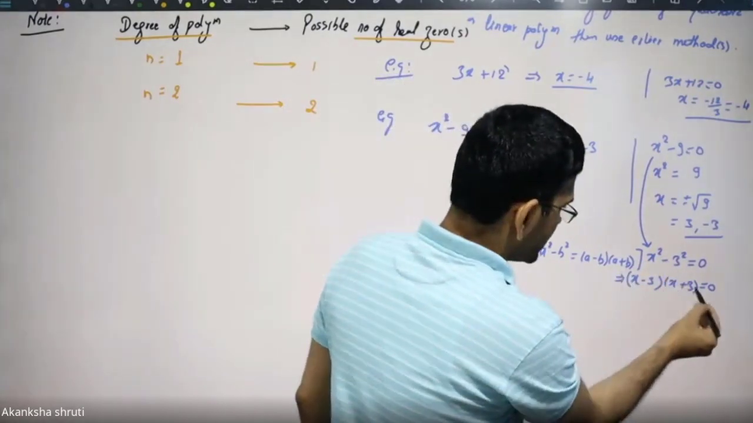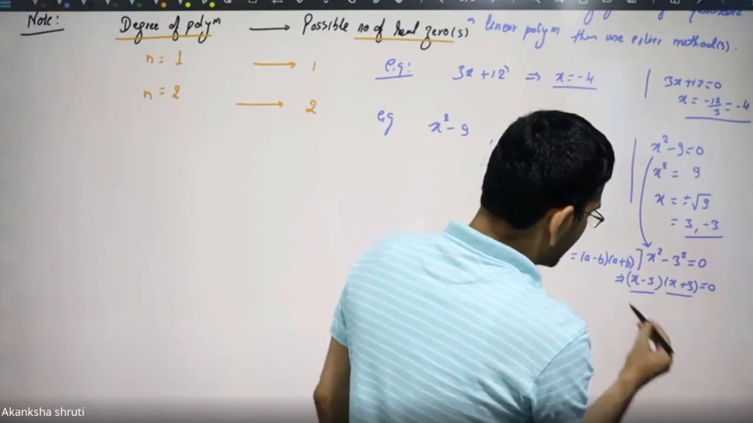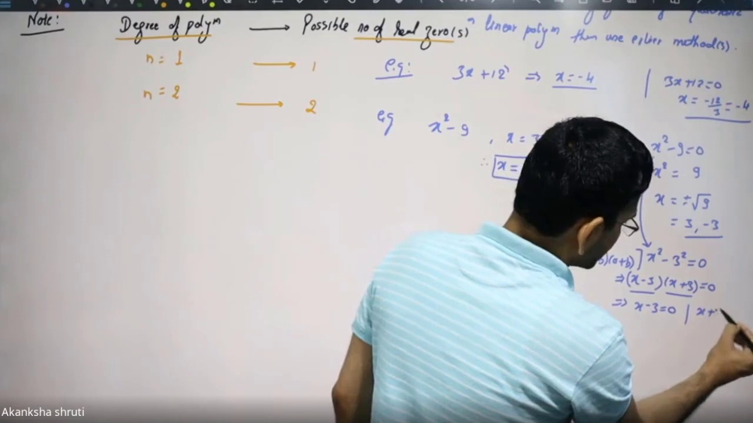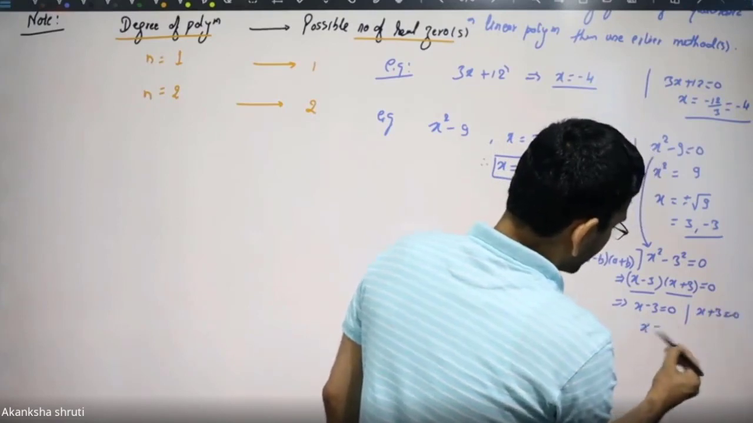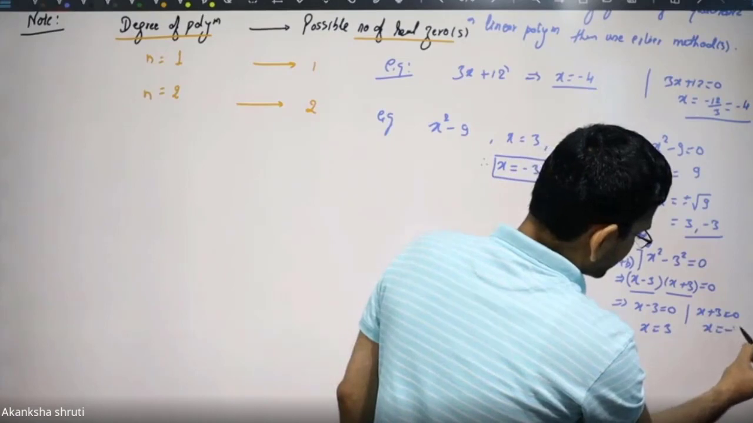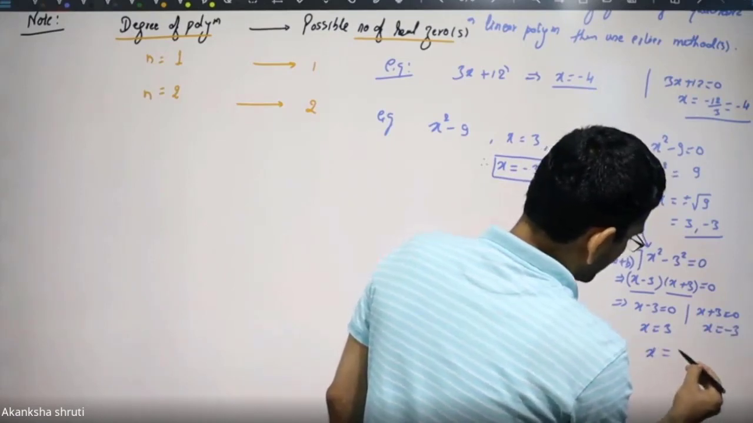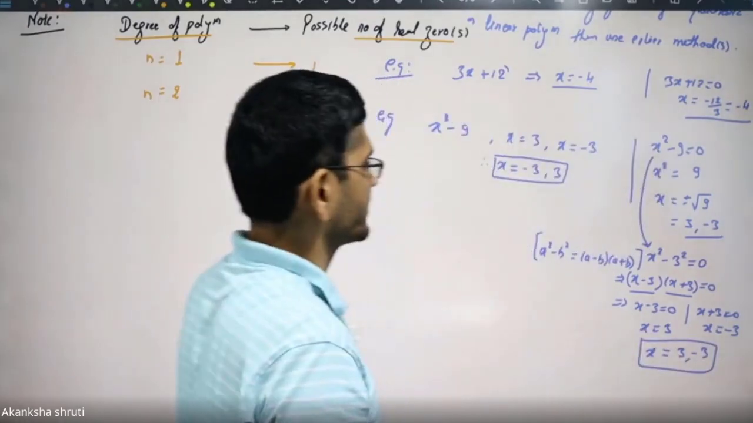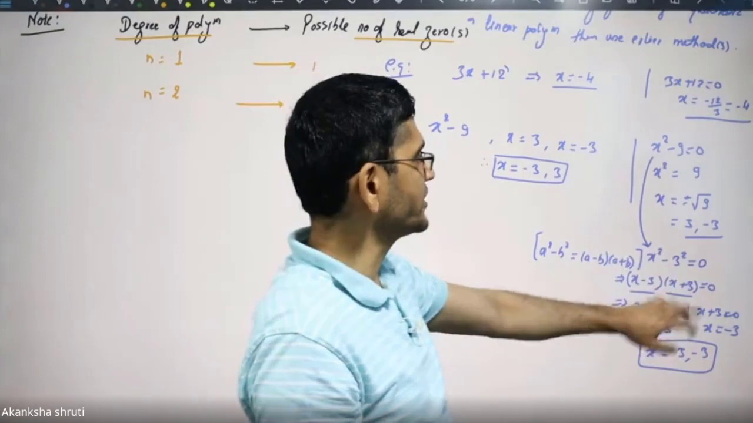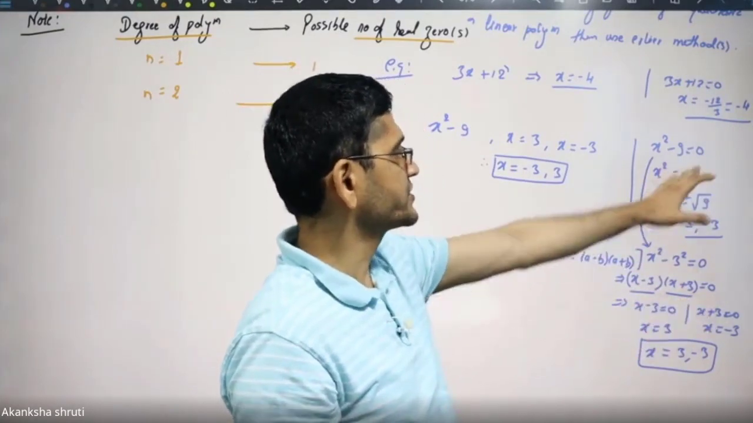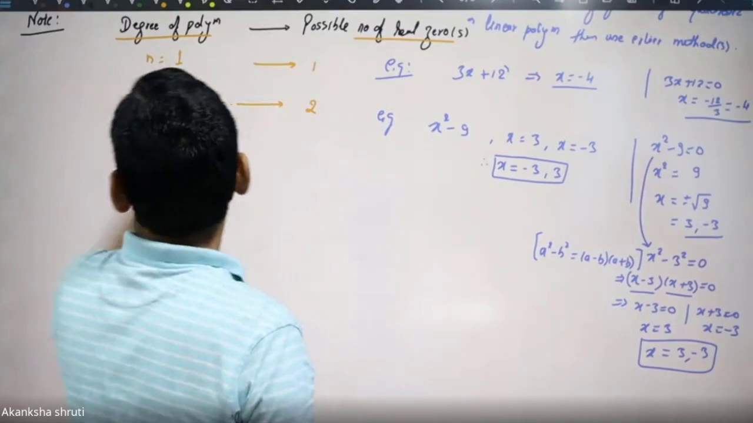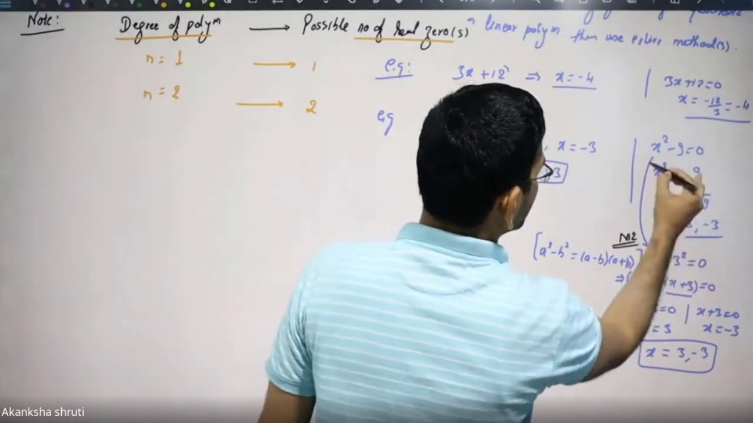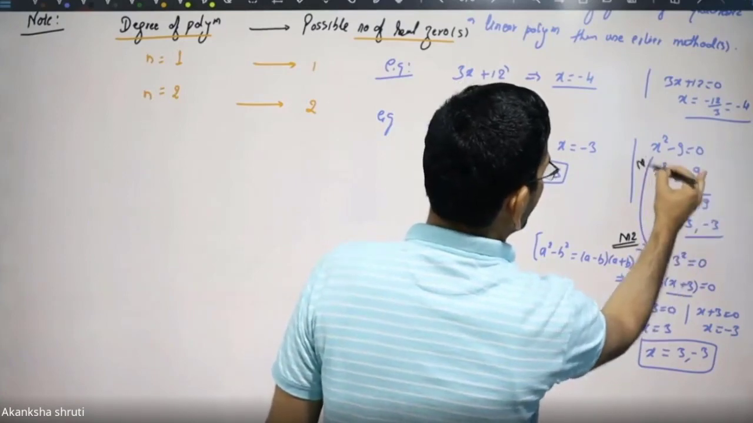Now this is 0, it means the first bracket could be 0 or the second bracket could be 0. x minus 3 equals 0 or x plus 3 equals 0. Here we get x equals 3, and from here we get x equals -3. That's why x equals 3 and -3 are the two possible values of x. So here I used the factorization method. Here just simplification. So this was method 2 I had explained, and this was directly by method 1.